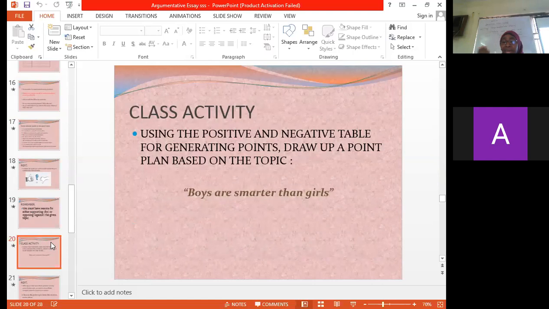Now let's look at this. Using the positive and negative table, let's try to generate points. Boys are smarter than girls. You woke up now. You were sleeping. You woke up when you heard boys are smarter than girls. It doesn't make sense. Girls are smarter.